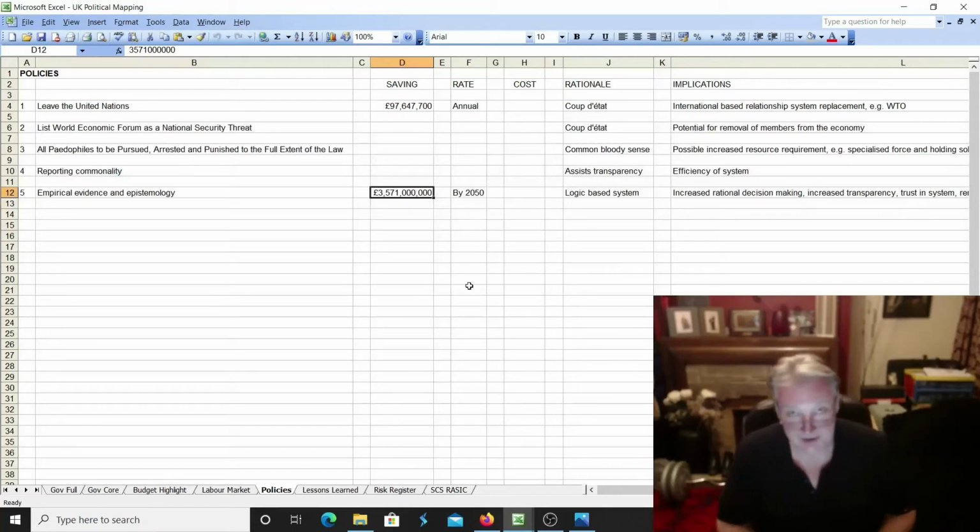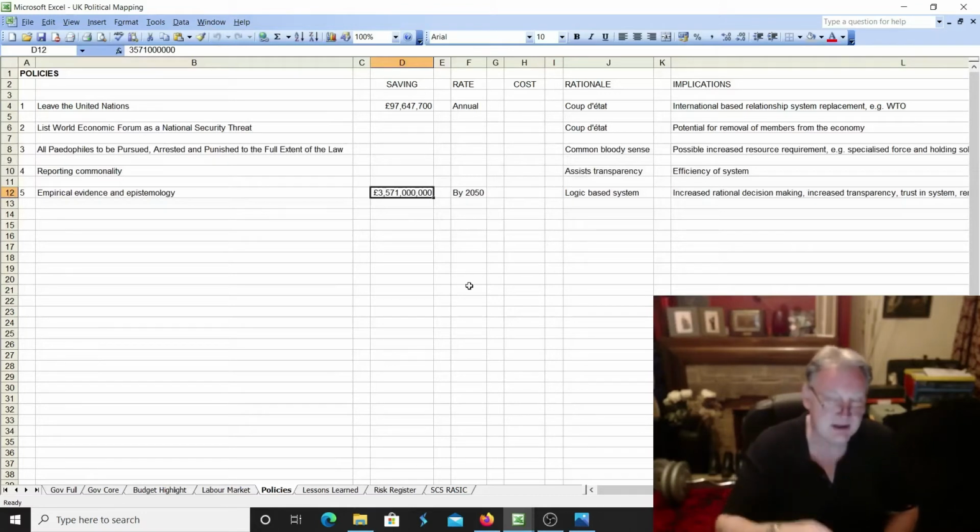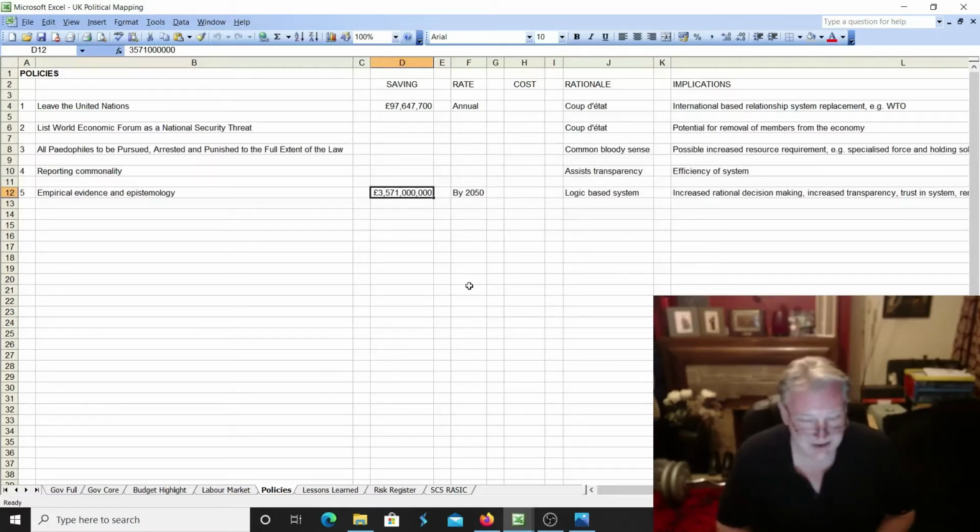this is not a final figure by any stretch of the imagination. Again, there's a link in the description and you can calculate this yourself. This is predominantly around the changes of government investment into reacting to this climate yet to be proven problem, and it's predominantly around things like the automotive sector.